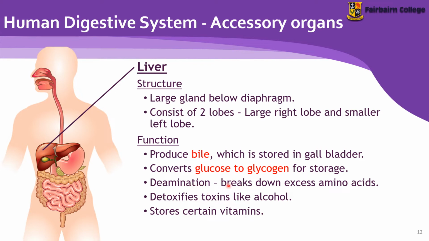The liver also breaks down excess amino acids. It breaks the amino acids into urea and glucose, and the process of breaking down amino acids is called deamination. Another important function of the liver is to detoxify toxins like alcohol and store vitamins.